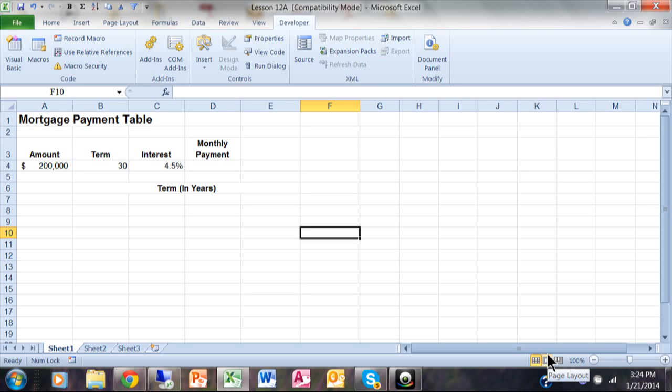In today's video, I want to talk about how to calculate a monthly payment in Microsoft Excel. In this spreadsheet, we have the principal amount in A4, and we have the term or the number of years in B4, and we have the interest rate in C4. So in D4, I like to have the monthly payment.